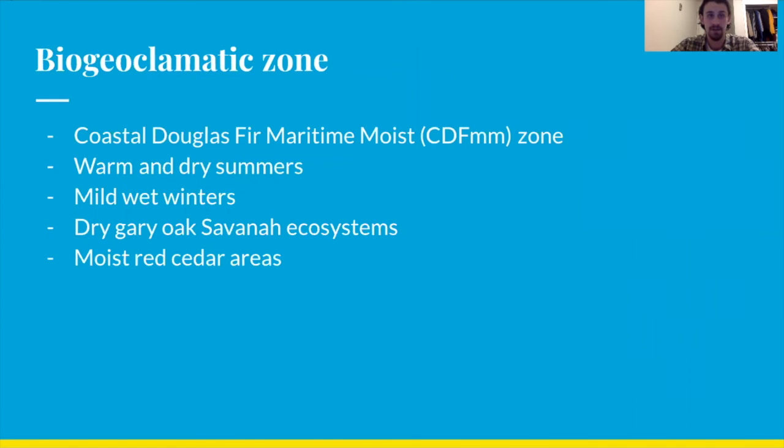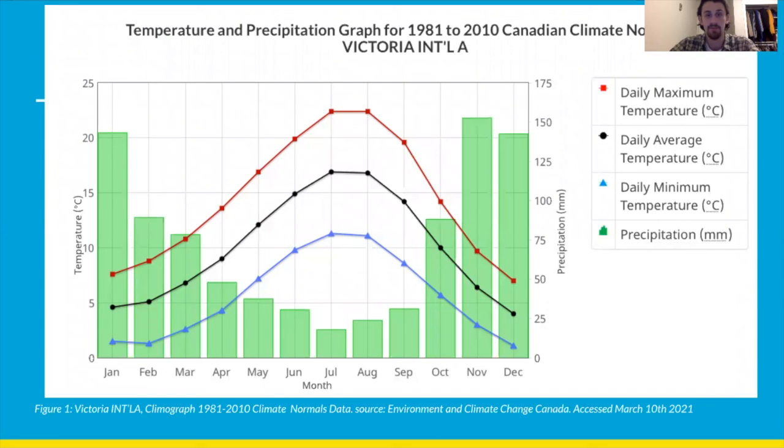The biogeoclimatic zone of this river is in the Douglas Fir Maritime Moist Zone. Basically, that means that the summers are warm and dry, and the winters are relatively mild and very wet. There are many different ecosystems this passes through, such as the Garry Oak savannas, which are actually quite dry, and the moist red cedar area. So this river passes through a lot of little different microclimates. As you can see here, I have a climate graph that shows that the precipitation is much lower, and there's a lot more heat and higher temperatures in the summer. And then in the winter, you have the highest amounts of precipitation occurring in November, and some of the coldest temperatures occurring in these winter months.